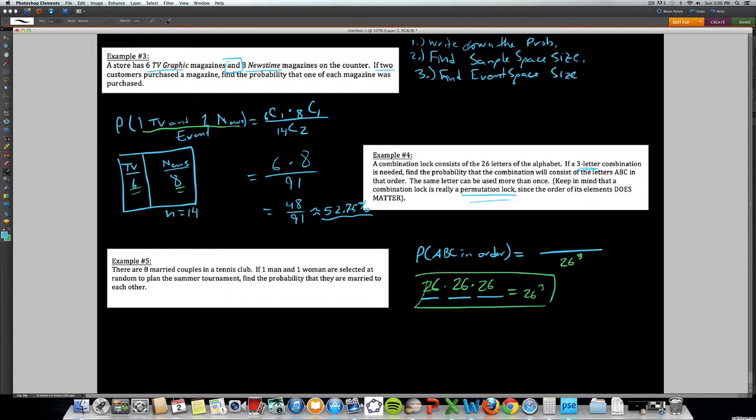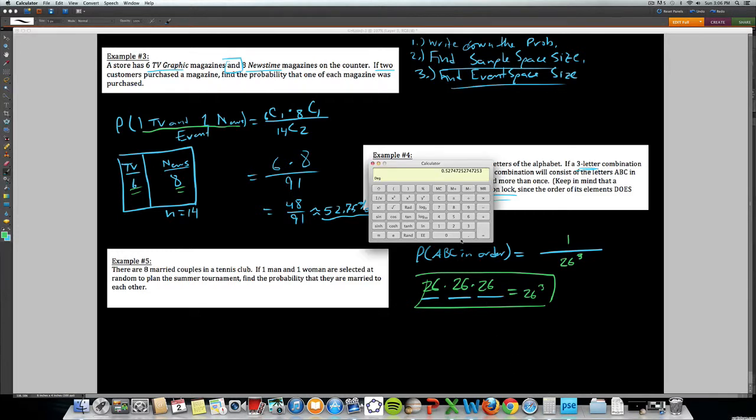So now let's look at the event. We've calculated the sample space size. Let's find the event space. The event is we get A, B, C in this order. And there's only one way to get A, B, and C: the letter A has to go here, the letter B has to go here, and the letter C has to go here. So essentially, there's only one choice for each of these three spots. So the top here just comes out to be 1.